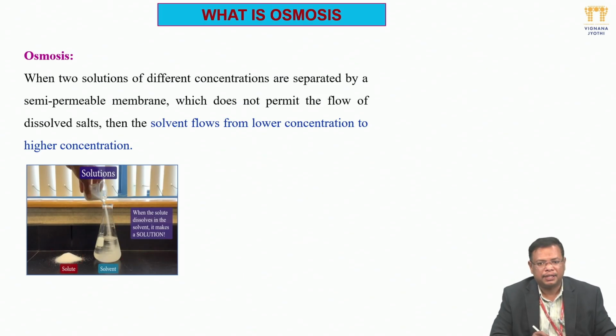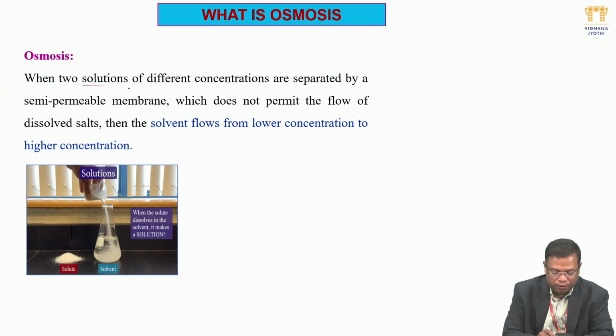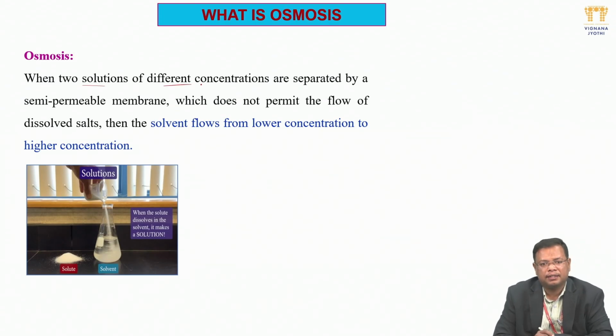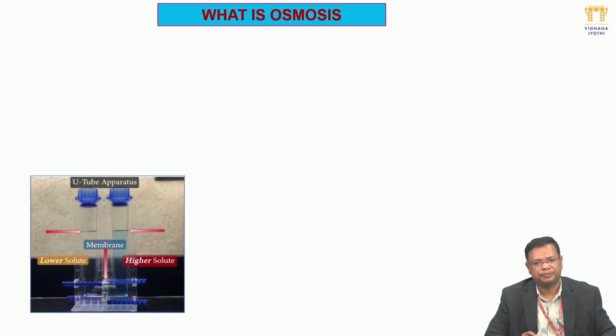So, we will know about osmosis now. What is that? When two solutions of different concentrations are separated by a semi-permeable membrane which does not permit the flow of the dissolved salts, then the solvent flows from the lower concentration to higher concentration. Let us see in the next slides.